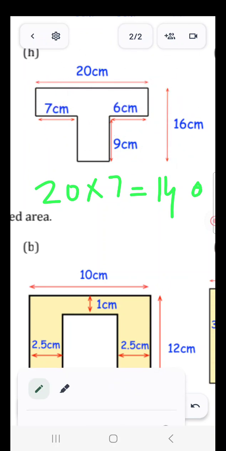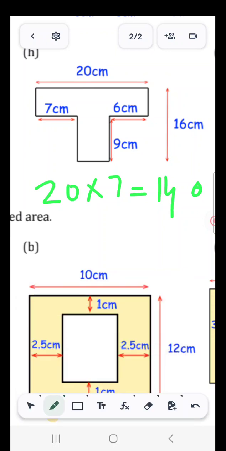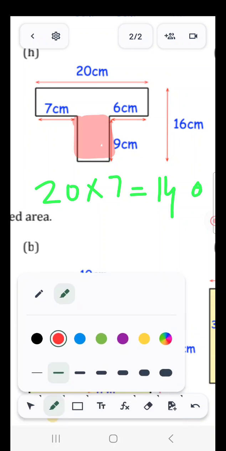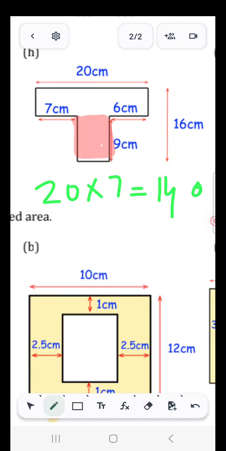Now I should be dealing with the bottom rectangle, which is here. The main thing you need to find is this much length, because 9 is already known. If from 20, which is from here to here, you subtract 7 and 6, you will be getting the middle part. So 7 add 6 is 13, and if you take away 13 out of 20, you will be getting 7 in the middle.